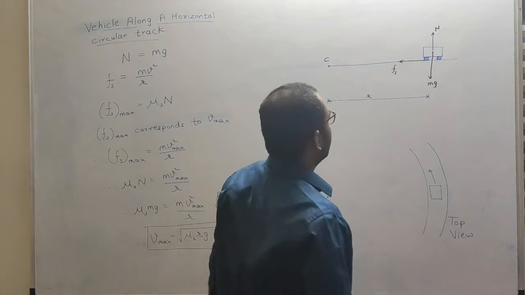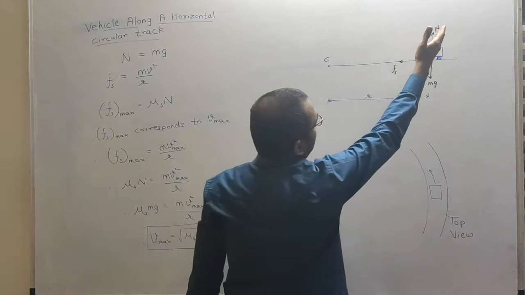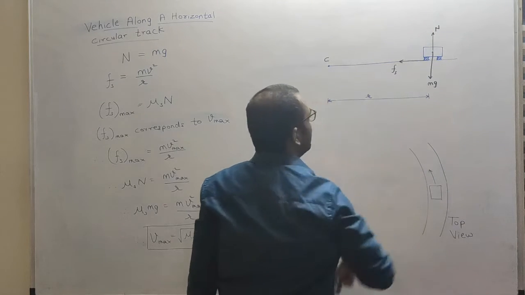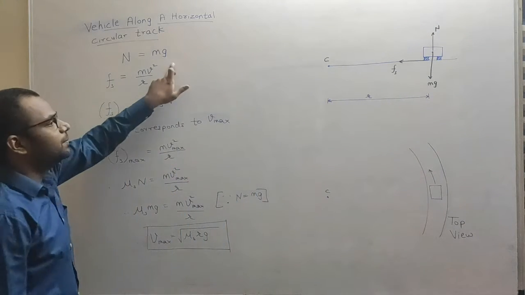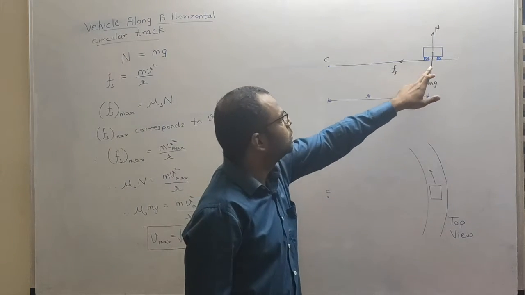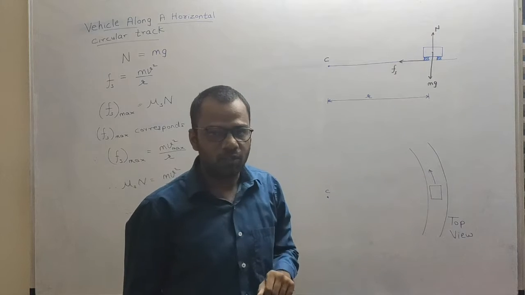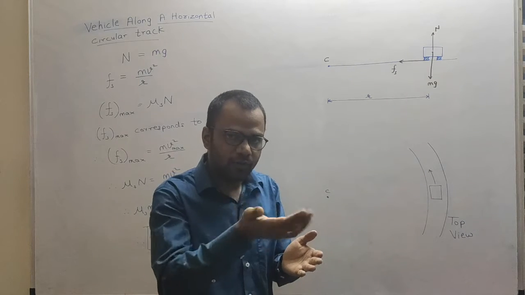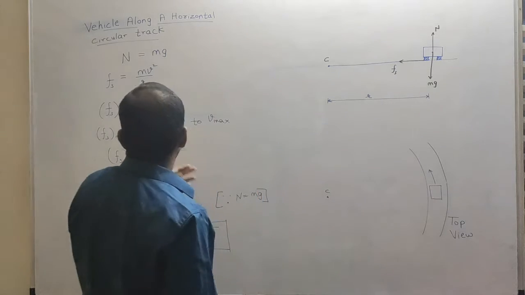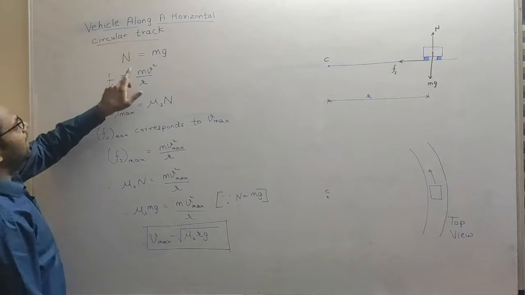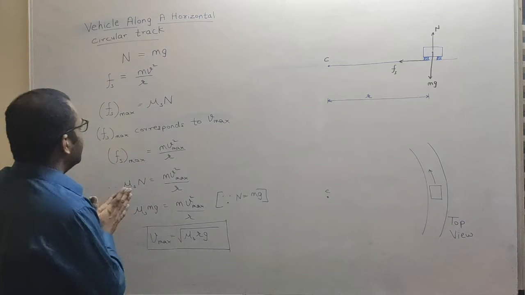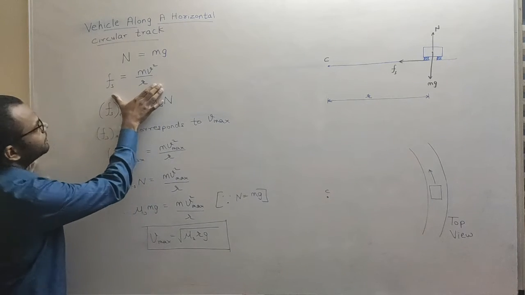Get this? Now the weight of the vehicle mg will be balanced by the normal reaction. So N is equal to mg. Who provides the centripetal force? Obviously the unbalanced force Fs towards the center provides the centripetal force. Its formula is mv square upon r, where v is the speed with which the vehicle is traveling. So Fs is mv square by r. Clear? Alright.